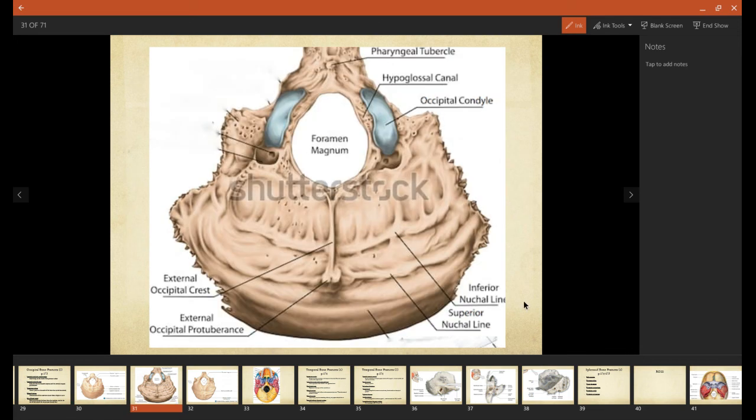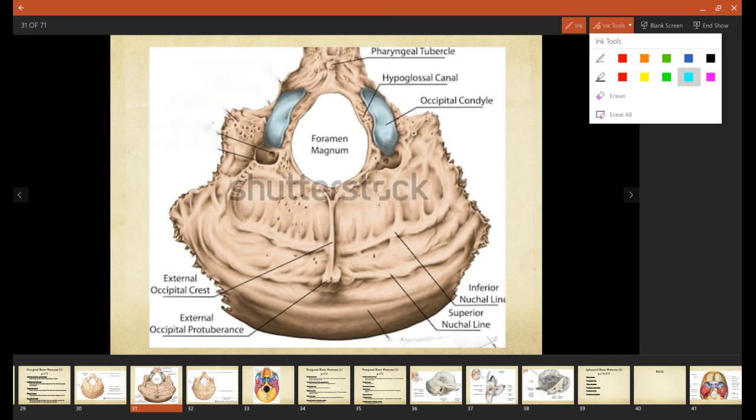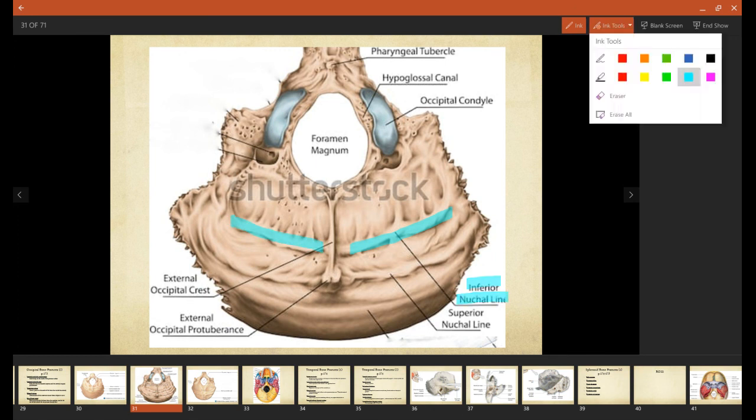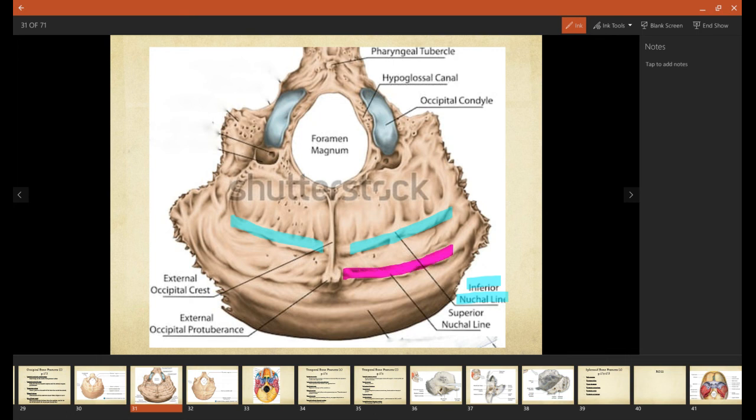Now in this picture, again, we can see those nuchal lines a little bit better here. So we have inferior right here, coming from that external occipital crest. And then we can see the superior nuchal lines coming from the external occipital protuberance.